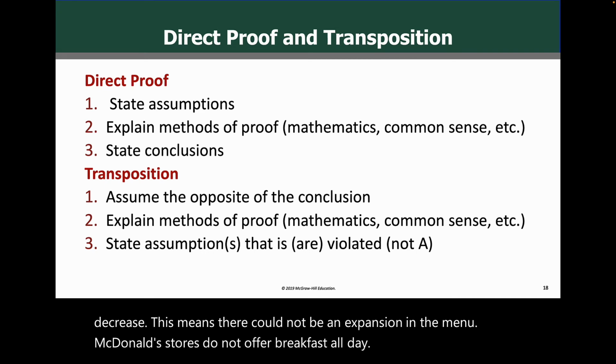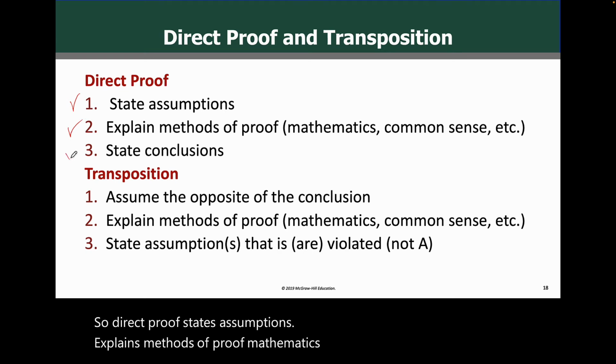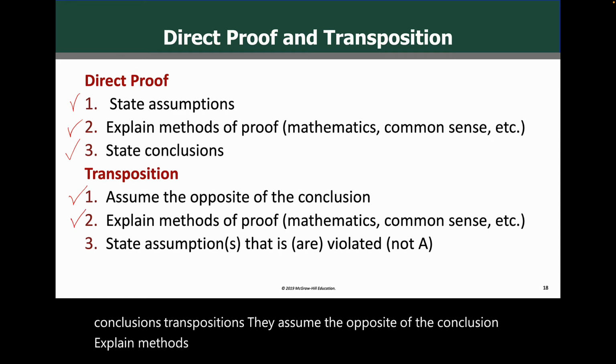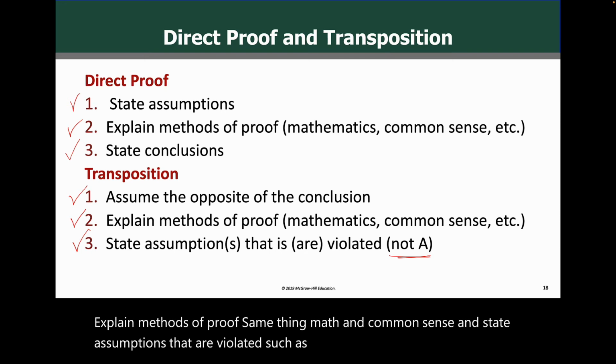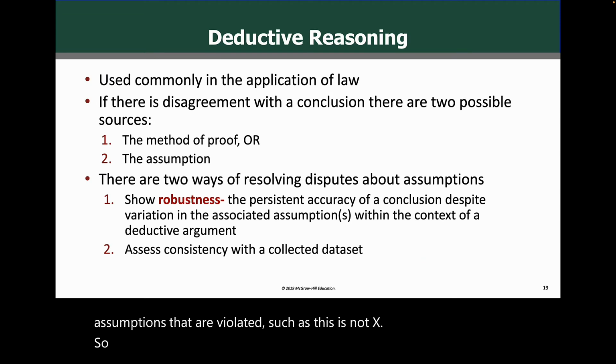So direct proof states assumptions, explains methods of proof like mathematics or common sense, and states conclusions. Transposition assumes the opposite of the conclusion, explains methods of proof, same thing, math and common sense, and states assumptions that are violated, such as "this is not X." In deductive reasoning, this is used commonly in the application of law.